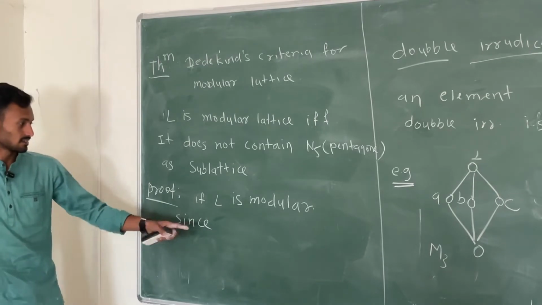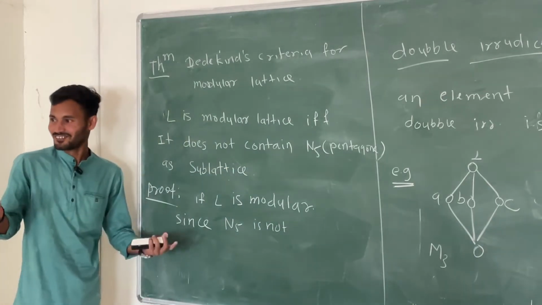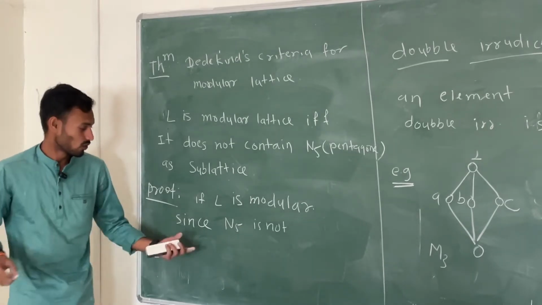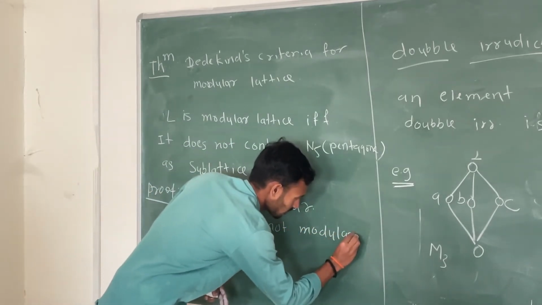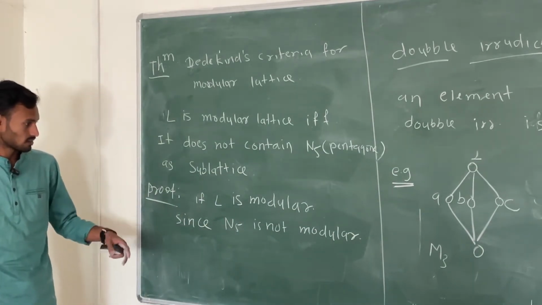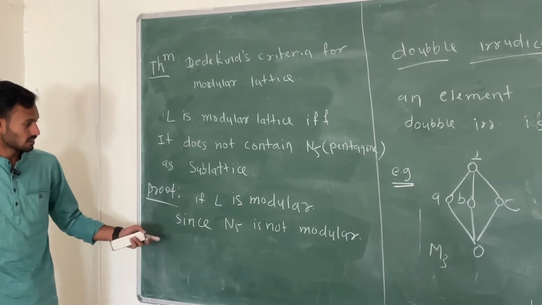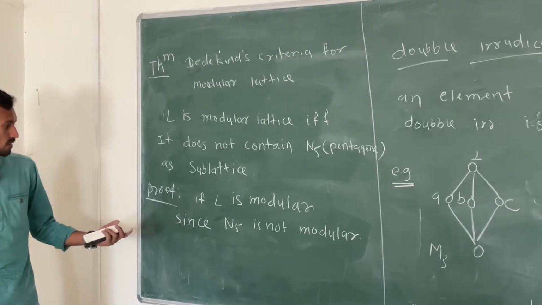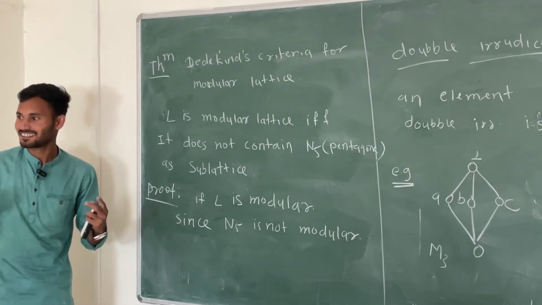Yes, but since N5 is not okay, we want to prove, but no, we know N5 is not modular. Okay, since N5 is not modular, then N5 is a sublattice. A sublattice of a modular lattice is again modular. Yes, that means L cannot be.